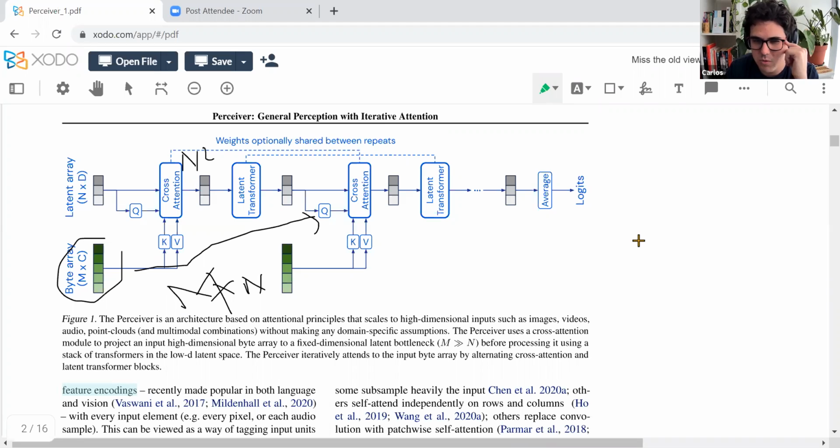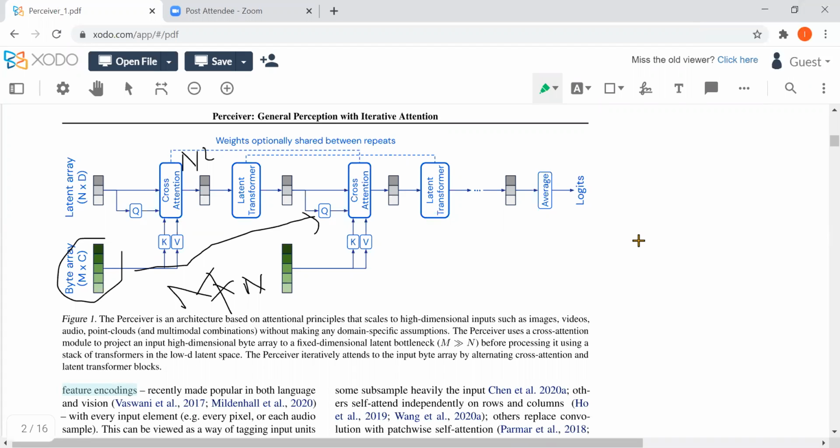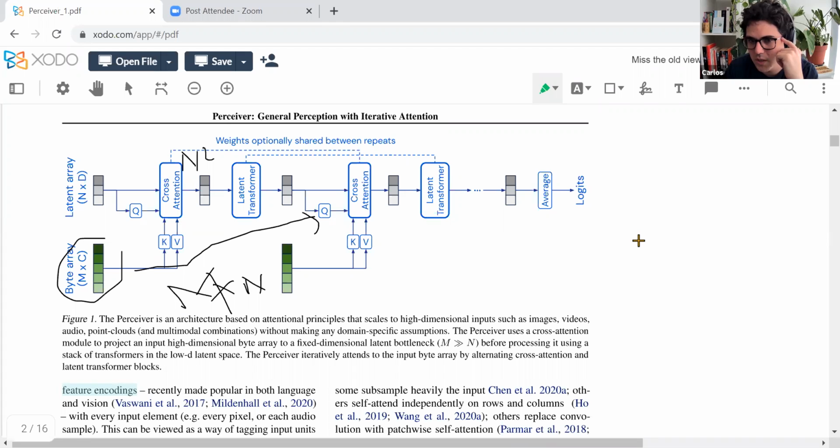I would be surprised if this Q is not just an identity mapping, and then K maps from M times C to M times D. Does that make sense? Because the latent array is already learned, and it's already in dimensions N by D. So Q doesn't really need to learn anything. You're already learning the latent array, so why put another learnable weight on top of that?